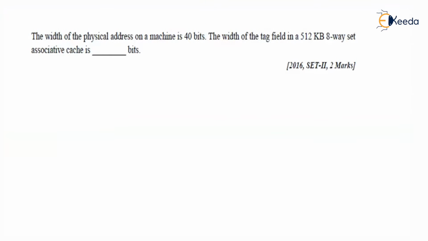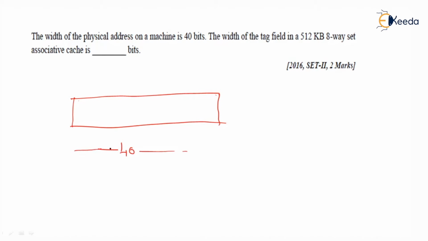Now, the width of the physical address of a machine is 40 bits. Now let us draw this. Total is 40 bits, because physical address is equal to 40. The width of the tag field in a 512 KB 8-way set associative cache is asked.